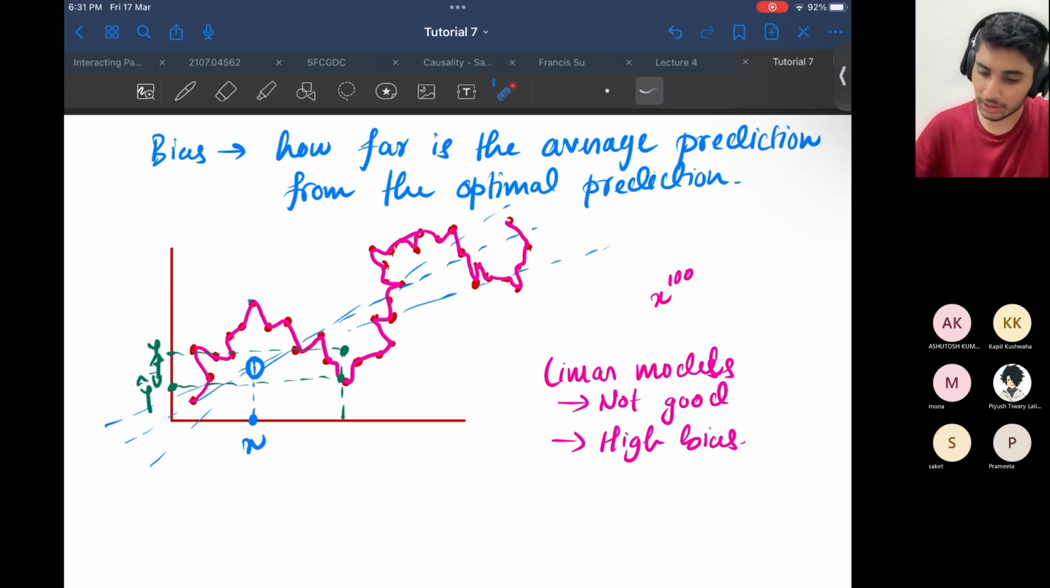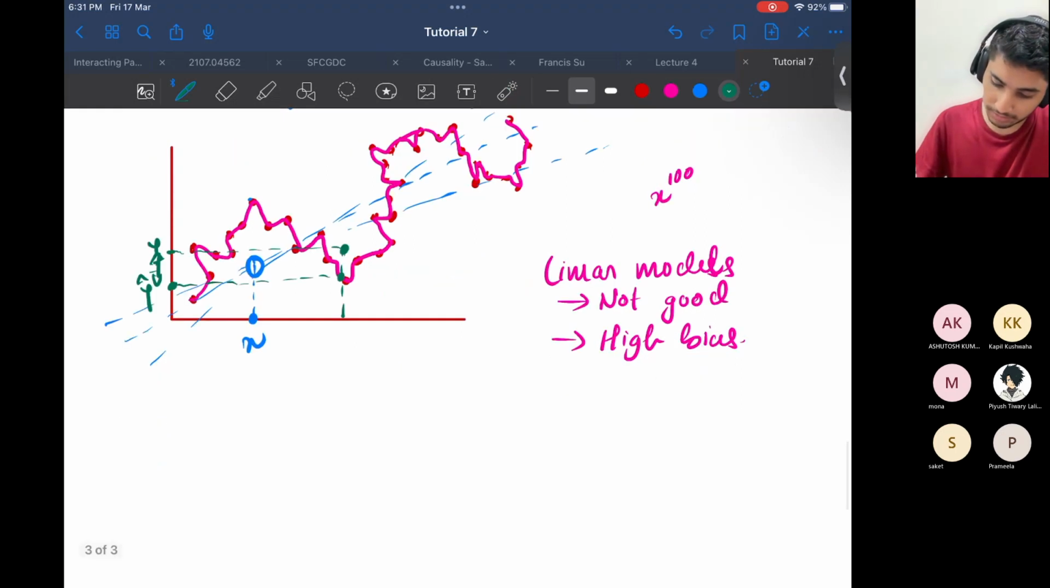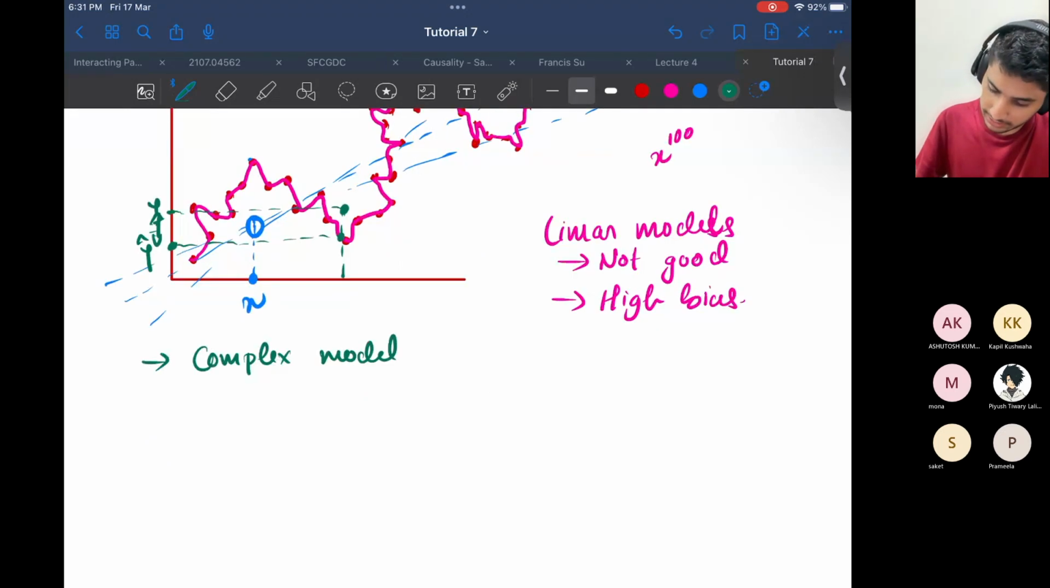So, maybe I will write it down. Complex model, instead of learning something.